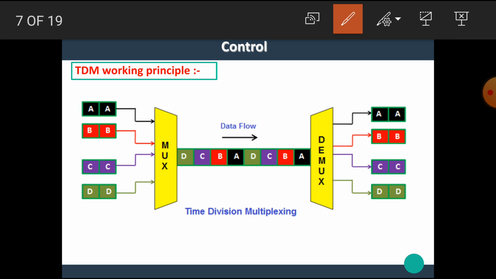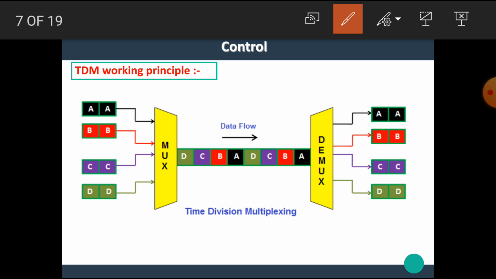Here is another diagram of time division multiplexing, in which there are a total of 4 sources A, B, C and D. These 4 sources are multiplexed in a multiplexer and they are transmitted over a common communication channel towards the receiver. Here, the demultiplexer demultiplexes it and separates the signals. Let's see how this process is done.